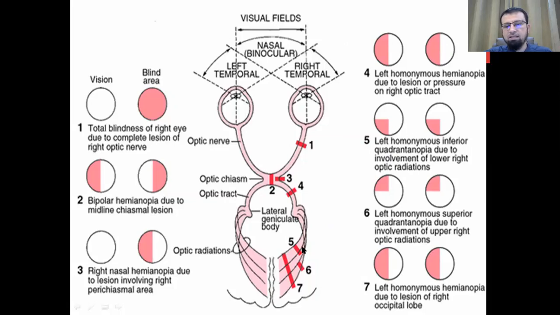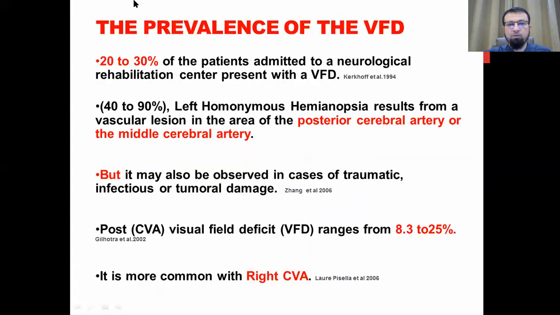If he has a lesion, this is number 5, in the parietal lobe, he will have this type of quadrantanopia. And if the patient has the lesion in the temporal lobe, they will have this type of quadrantanopia. You can save this picture, and it will help you understand if a patient has a problem with the visual field. It will give you more understanding of the problem.